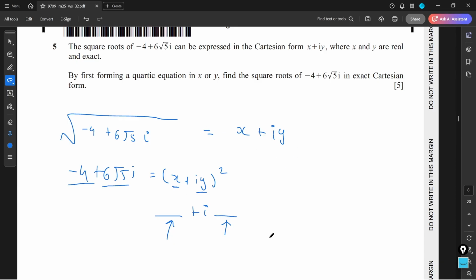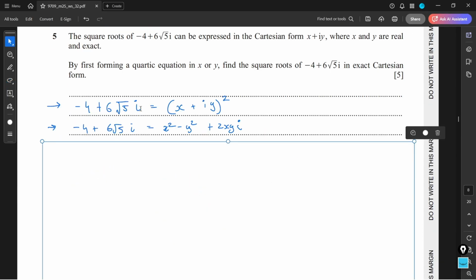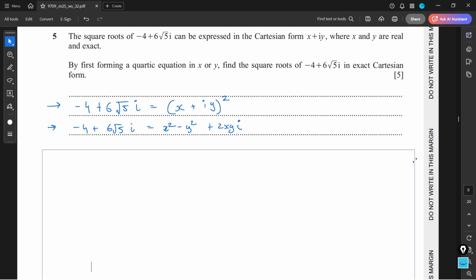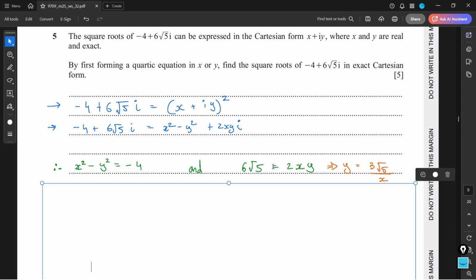So yeah, let me show you how I have done this. So here is the starting point that I was talking about. And on the right hand side, I'm going to expand this bracket and I'm going to end up getting this one. And after this, I'm going to say that x square minus y square is a real part, so it's going to be equal to minus 4. And then 2xy, because it's an imaginary part, it will be equal to 6 root 5. And that is what you can see I have done in the next step.